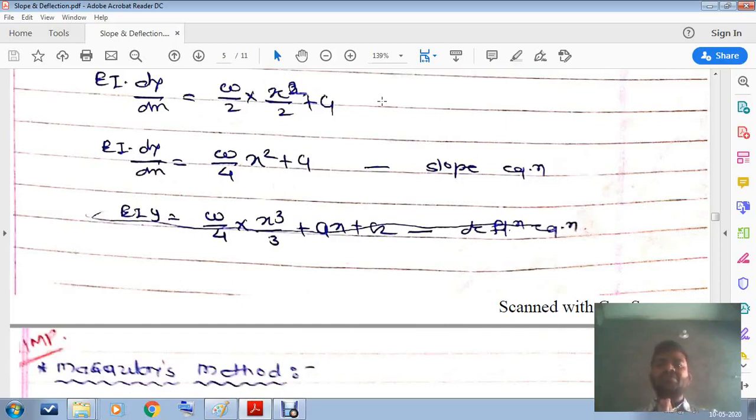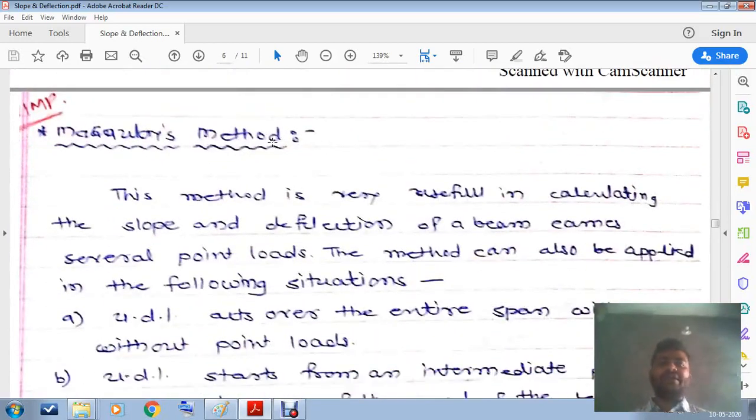By making use of this same double integration method, or taking it as a basic theory, another method was developed, which is called the Macaulay method. So let us now go for the next method, which is frequently asked in your university theory examination. The method is called the Macaulay method.